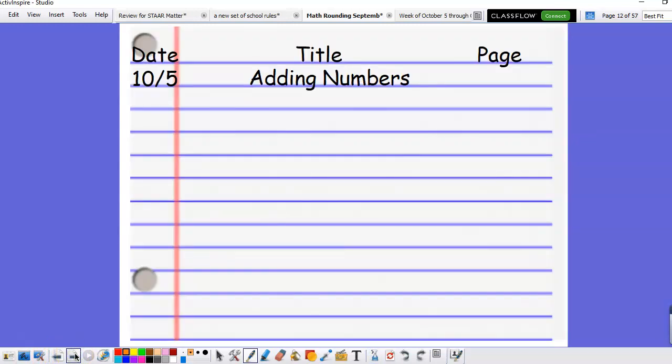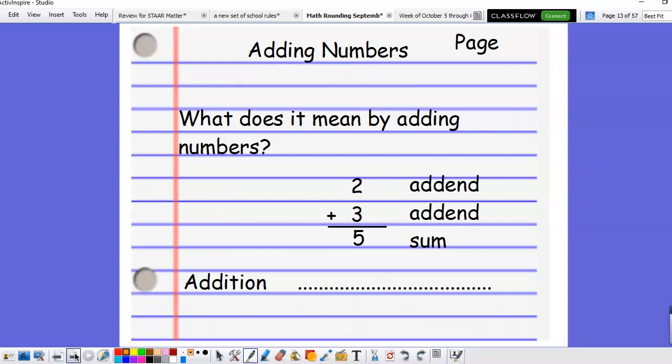Adding numbers, you're going to write this into your journal. What do we mean by adding numbers? Really we want to discuss addends, which are the numbers, however many numbers you add together. Each one of those is called an addend, and then you find the answer, which is the sum, the combined total. All together would be the sum.